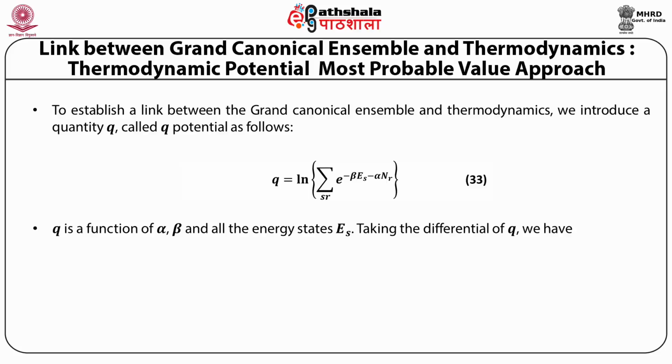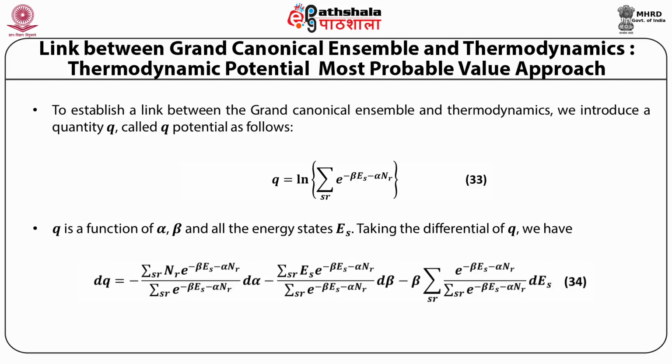Taking the differential of Q, we have dQ is equal to minus the summation over SR of NR e raised to power minus beta ES minus alpha NR divided by the summation over SR of e raised to power minus beta ES minus alpha NR, d alpha, minus the summation over SR of ES e raised to power minus beta ES minus alpha NR divided by the summation over SR of e raised to power minus beta ES minus alpha NR, d beta, minus beta multiplied by the summation over SR of e raised to power minus beta ES minus alpha NR divided by the summation over SR of e raised to power minus beta ES minus alpha NR, dES.